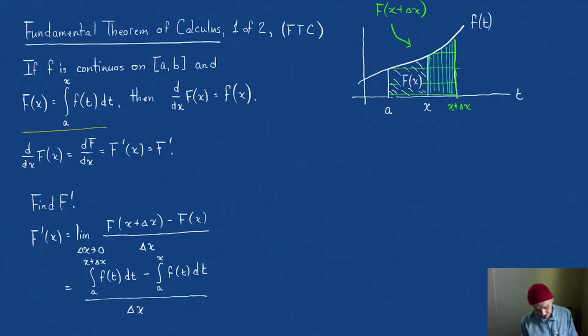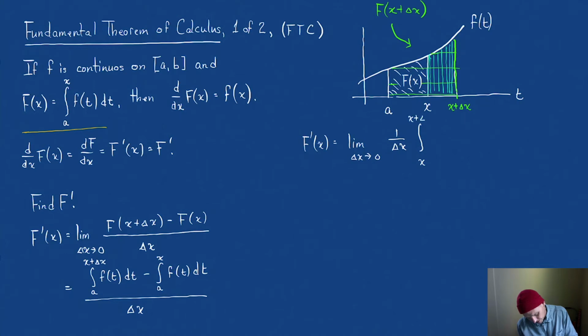So in other words, I can rewrite F prime. F prime of x is now, well, this blue region is the integral. I'm going to write it this way: the limit as delta x goes to 0 of 1 over delta x times the integral from x to x plus delta x of f of t dt.